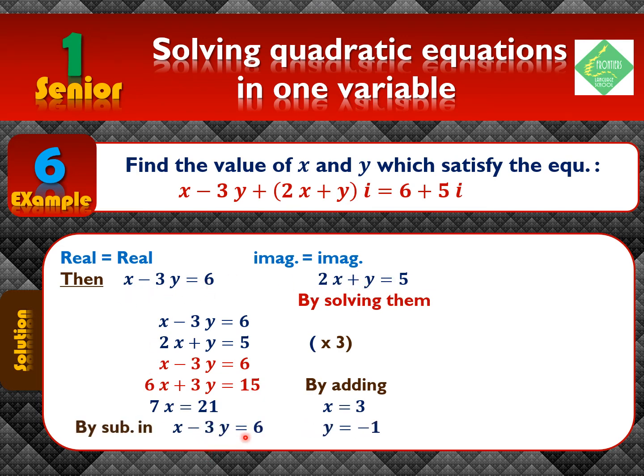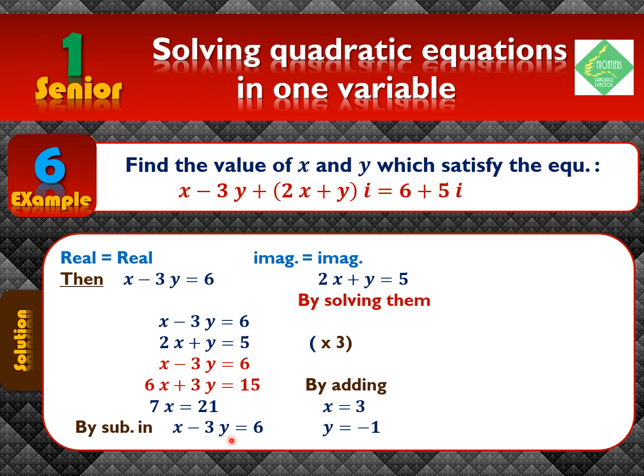x minus 3y equals 6, given. So substitute x equals 3. 3 minus 3y equals 6. Can you get y? Yes. 3 will go to the right hand side by the opposite sign. So I will get 6 minus 3. So 6 minus 3, I get 3.